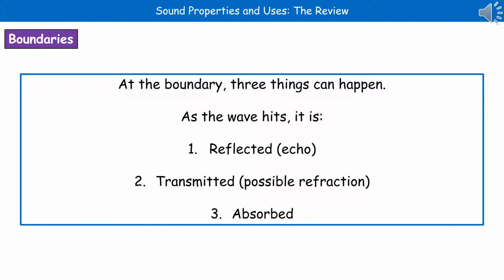When a wave comes into contact with a boundary between two mediums, three things could happen. As the wave hits, it could be reflected, which is what we see in terms of an echo. It could be transmitted, with one of those possibilities being refraction, or it could be absorbed.